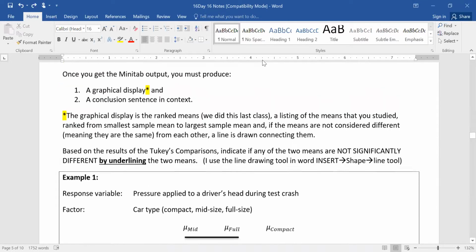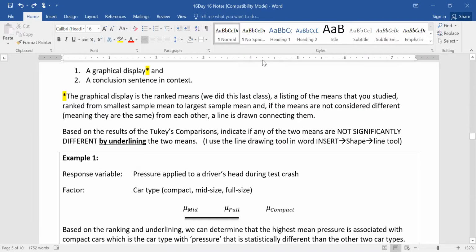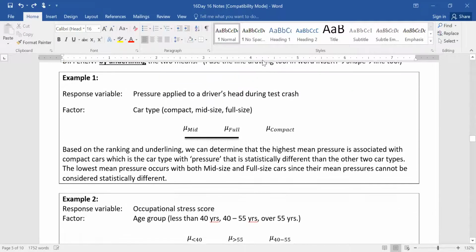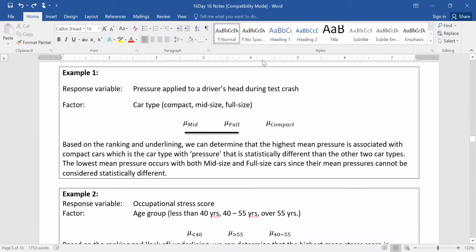Okay, so here it's just saying, take a look at the graphical display and the conclusion statement. So right here, example 1, you don't get a lot of information because we're not actually running through any test here. We're just looking at the conclusion statement. So our response variable, remember this is our numerical variable, and I kind of don't like this one. This one bothers me. The pressure applied to a driver's head during a test crash. It just sounds so morbid.